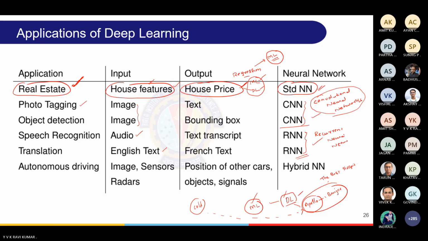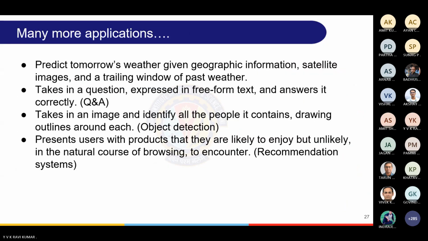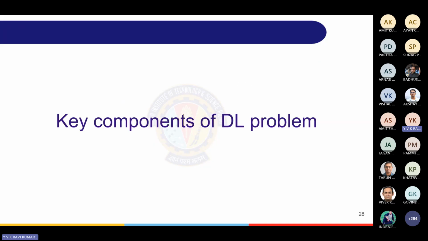So some applications, this list is vast. Some examples: predicting tomorrow's weather, question answering, and many recommendation systems. There are more and more applications. Nowadays this list is exhaustive.